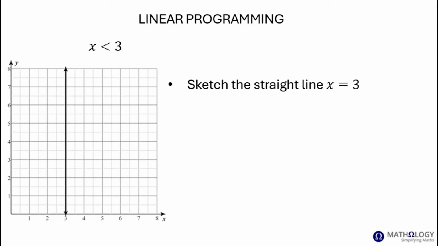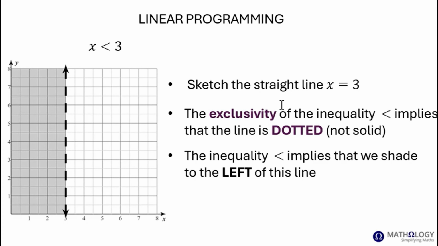To represent the constraint or linear inequality, x is less than 3, we first sketch on the Cartesian plane in the first quadrant the straight line x equals 3. The exclusivity of the inequality, so what I'm referring to, the exclusivity is the lack of that equal sign underneath the inequality. What I've just drawn there is the inclusivity, which means x is less than or equal to 3. But the absence of that line underneath the inequality indicates exclusivity. That means that x can be any value less than 3. Not equal to 3, less than 3. Any real value less than 3.